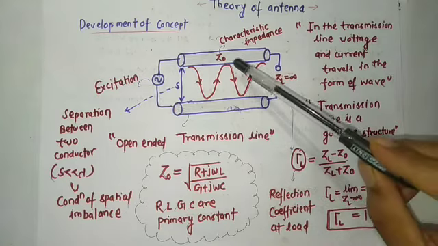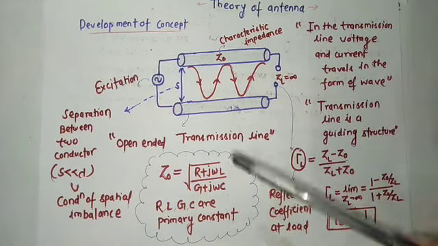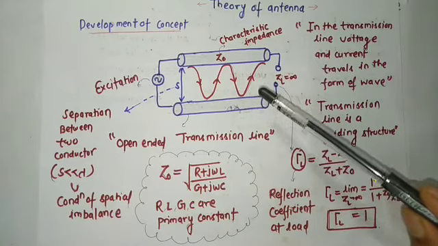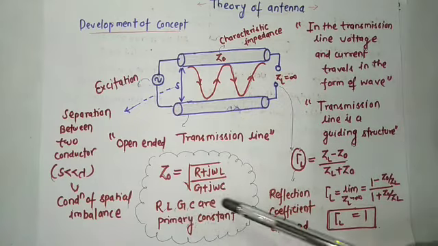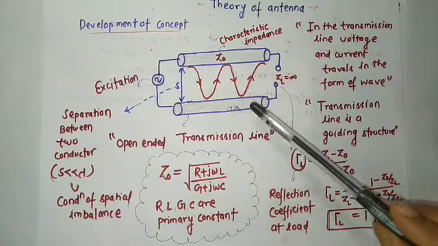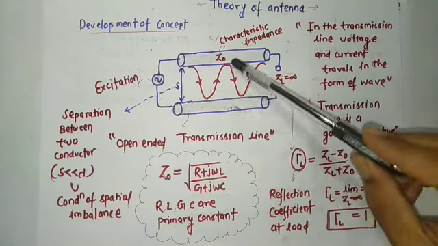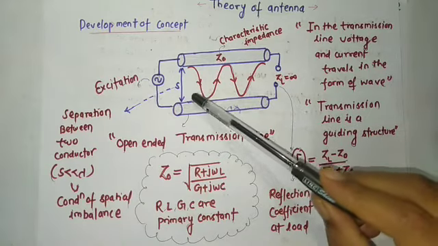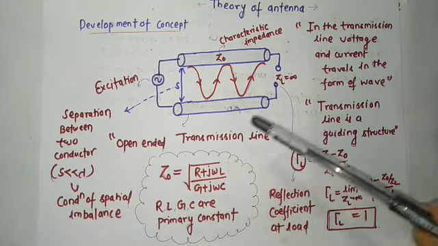There is a parameter associated with transmission line, that is characteristic impedance. Characteristic impedance depends on the character of the transmission line. So what are the basic characters of the transmission line? R, L, G, C, they are the primary constants of the transmission line. After looking at this structure, I can say this is nothing but an open-ended transmission line. Remember that transmission line is a guiding structure, and the guidance of the wave is possible when S is very very less than lambda. This condition is known as spatial balance condition.